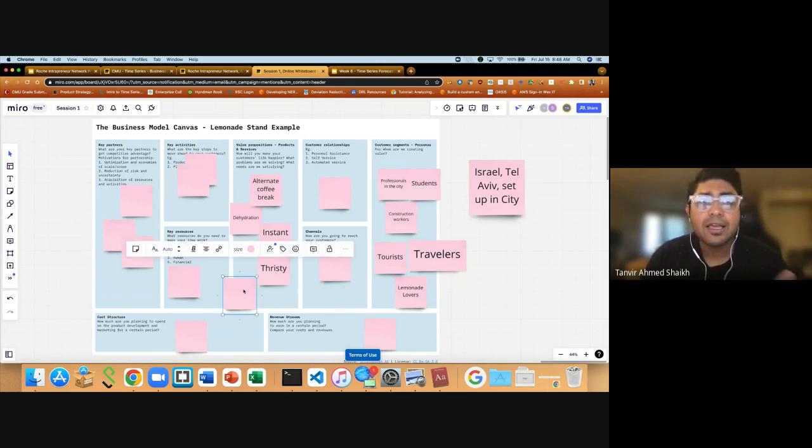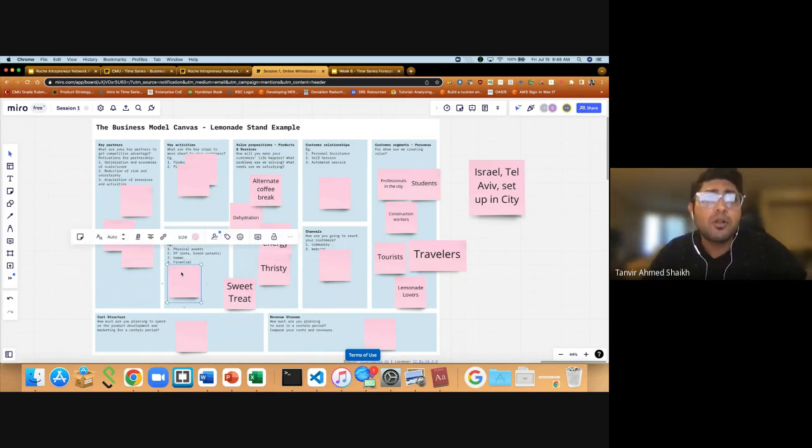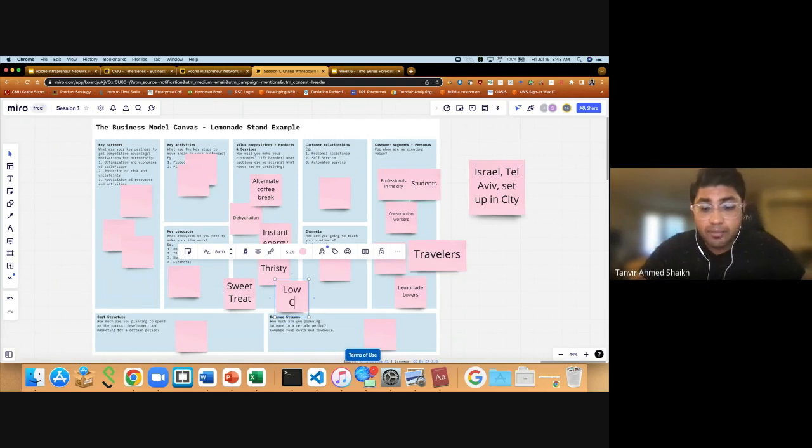What else? I can think about a sweet treat, right? People are always looking for sweet treats, so making it sweet. What could people look for? They could look for making sure that it's low calorie, right? But it depends on the market in Tel Aviv right now. If it was in San Francisco, we would definitely go for zero calorie, things like that, vegan, all of that.